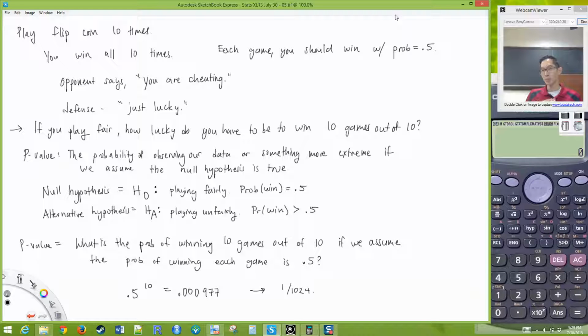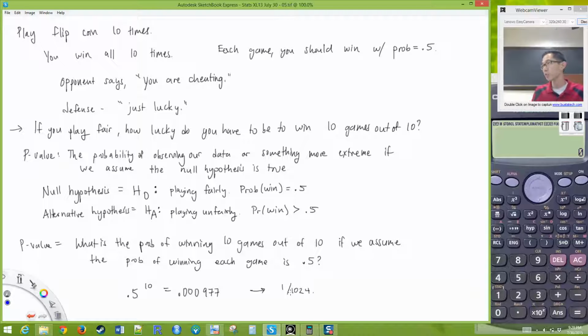Okay? So if you are the opponent, what would you do? Should we give you the benefit of the doubt and say you're the lucky 1 in 1,000? Or should we say, I think something fishy is going on here, right? And that's exactly what we do, okay? So technically it is possible that you are just lucky and you won 10 games out of 10 fairly, okay? But it seems more likely that something fishy is going on.